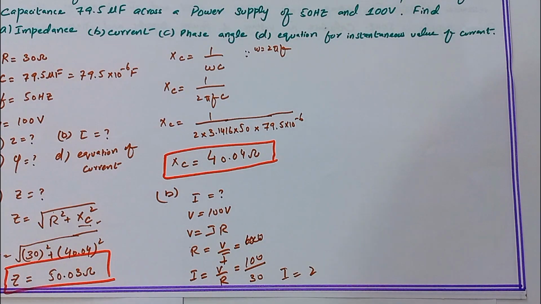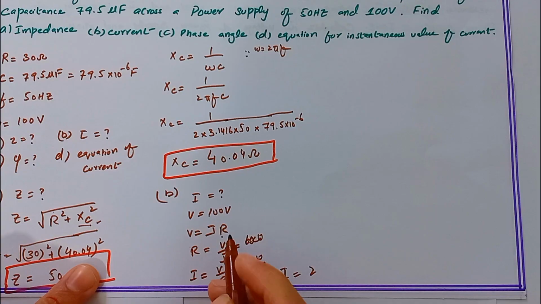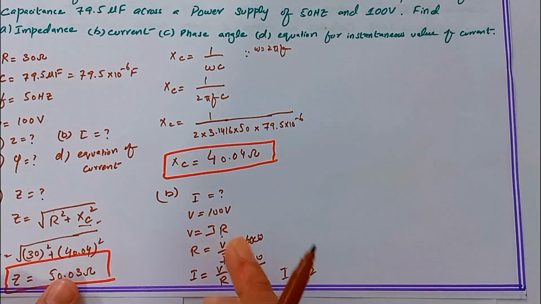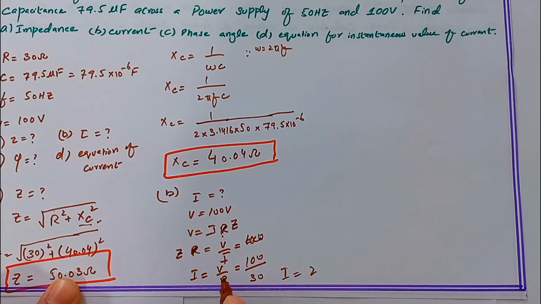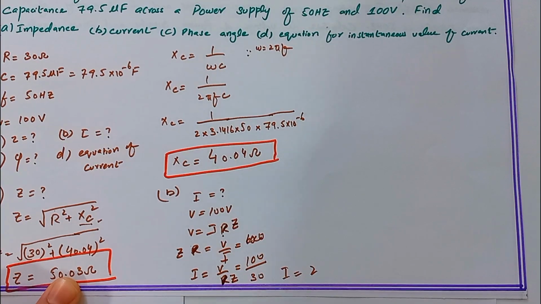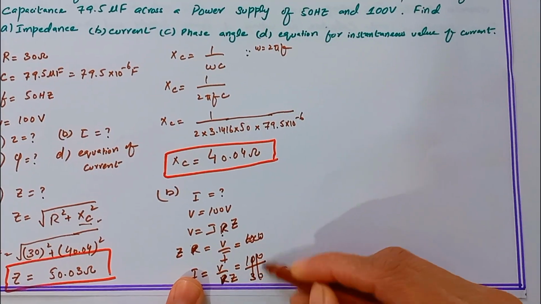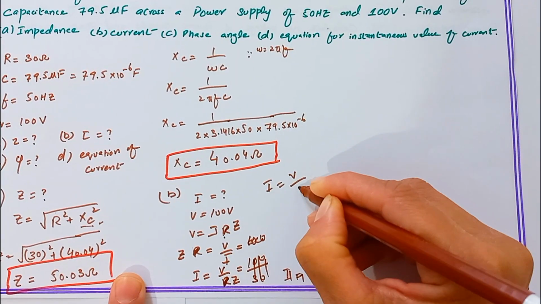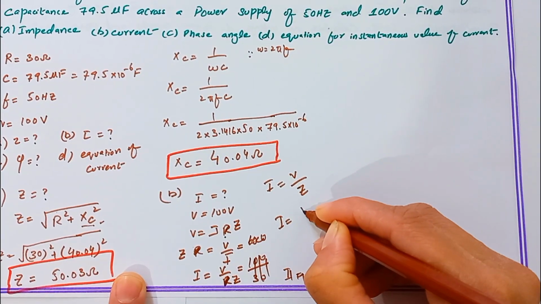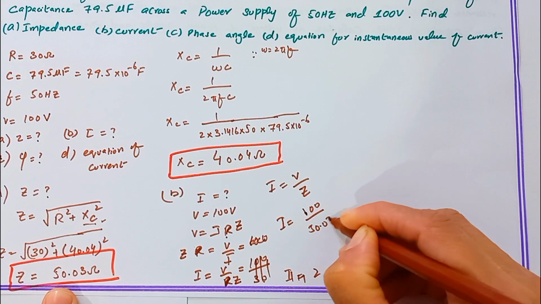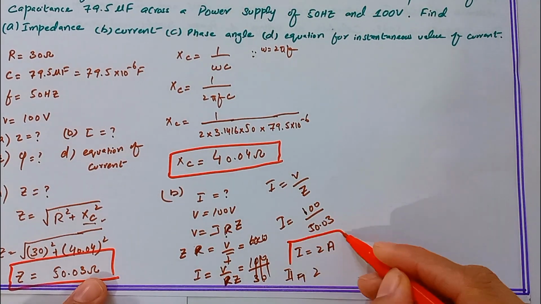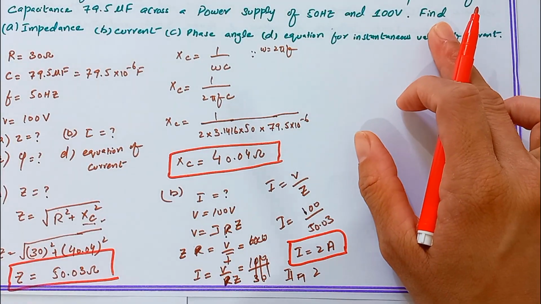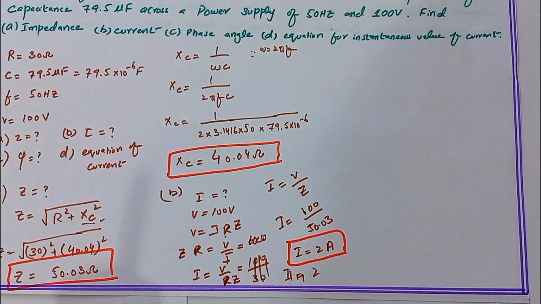Here, in the case of a resistor, we use the combined resistance that is denoted by Z. So here we use the value of the impedance: V is equal to IZ, and I is equal to V over Z. V is given as 100 and Z is given as 50.03. So the value of the current becomes 2 ampere. We use the formula of the impedance because here both elements, the capacitor and the resistor, are present. So we use the impedance instead of the resistor R.